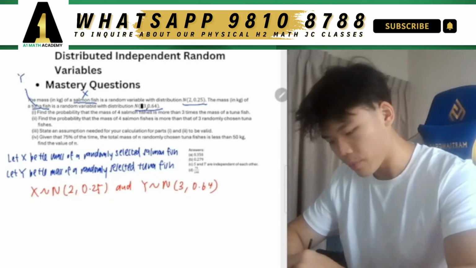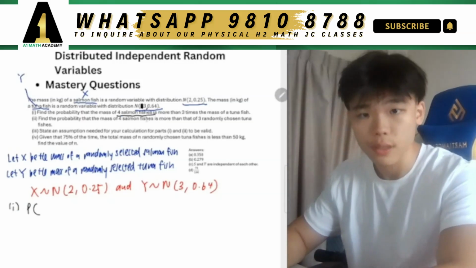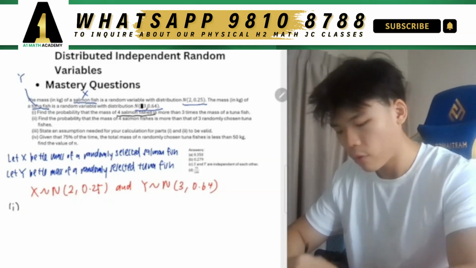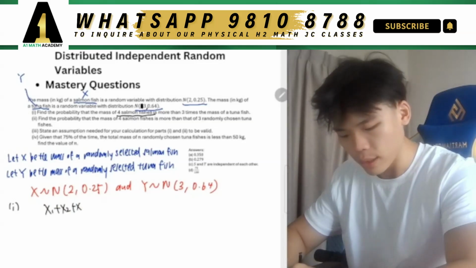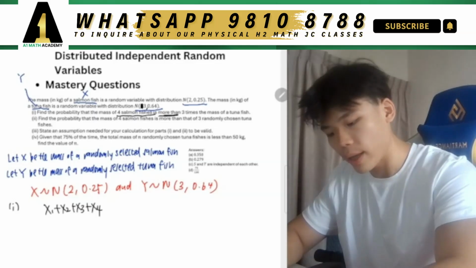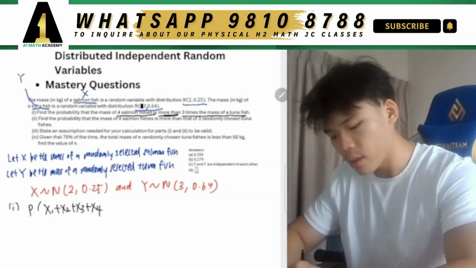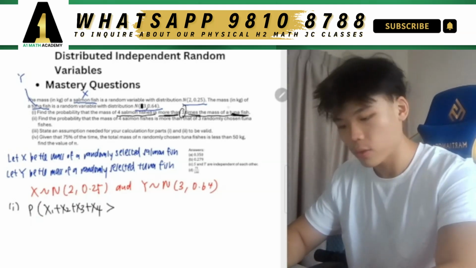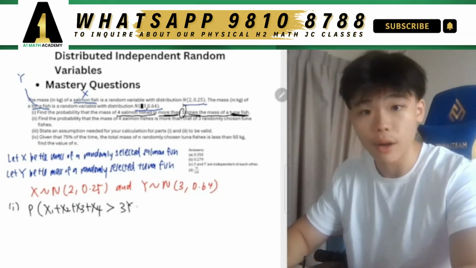For the first part of the question, it's asking us to find the probability that the mass of 4 salmon fishes, so these are all separate salmon fishes, right? So I have 4 salmon fishes, so that would be x1 plus x2 plus x3 plus x4, 4 separate salmon fishes, is more than 3 times the mass of a tuna fish. So the probability that this whole thing is bigger than 3 times of one fish. So this will be 3 times of one fish. Note that these two are very, very different, right?